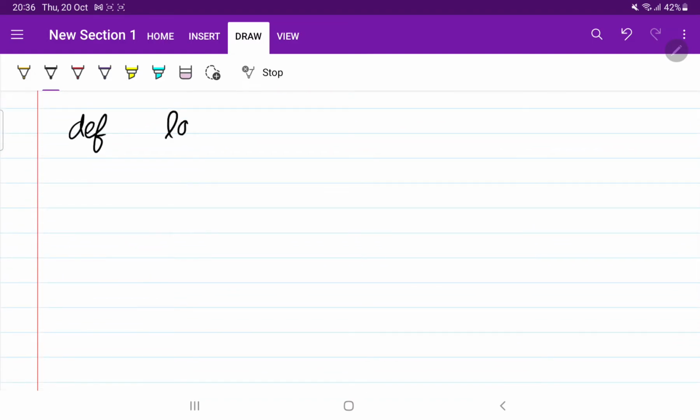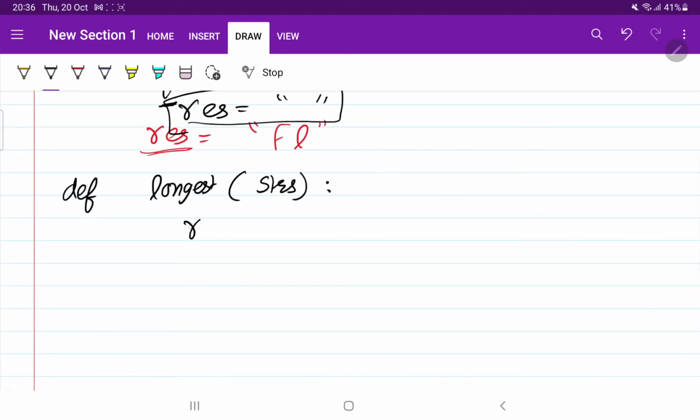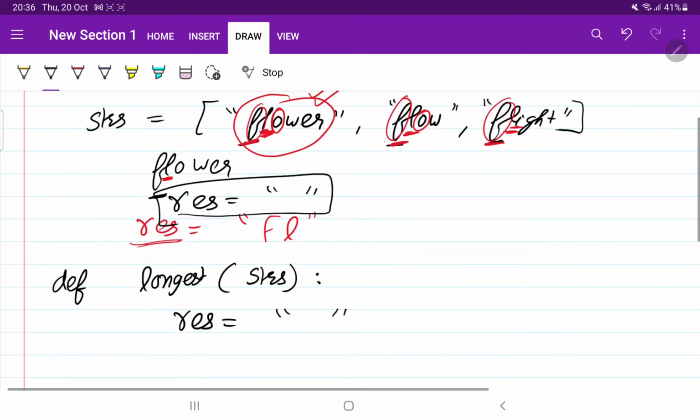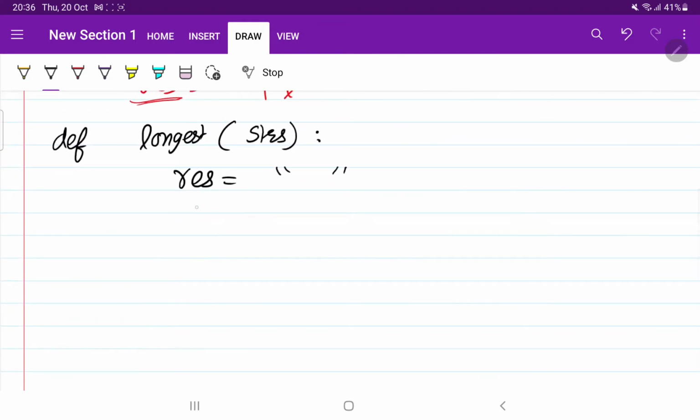So we will write a function longestCommonPrefix, and what we are going to get is a strs list. Okay, so first of all we are going to start a result with an empty string. So let's say res is equal to an empty string. Now we will pick the first word, okay, and then we will go character by character. So I will start a for loop. So for i in range of length of strs of 0.